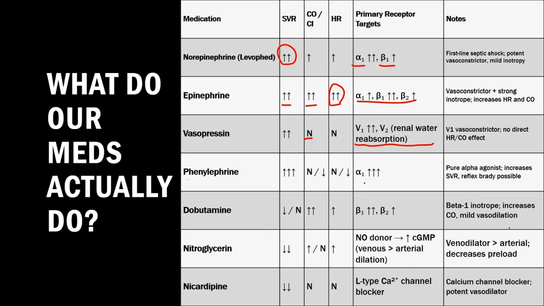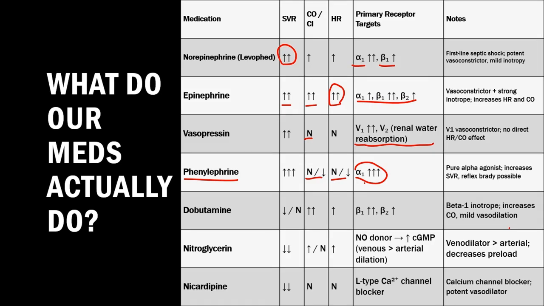Phenylephrine, this is a fantastic medicine that's becoming more and more popular, especially in pre-hospital transport. This is nothing but alpha. So you are getting extreme SVR. You are clamping those veins down crazy tight, and you are having no heart rate changes and next to no cardiac output changes. Now you see here it's got a decrease beside the cardiac output numbers. Why is that? Because you got to think about it.